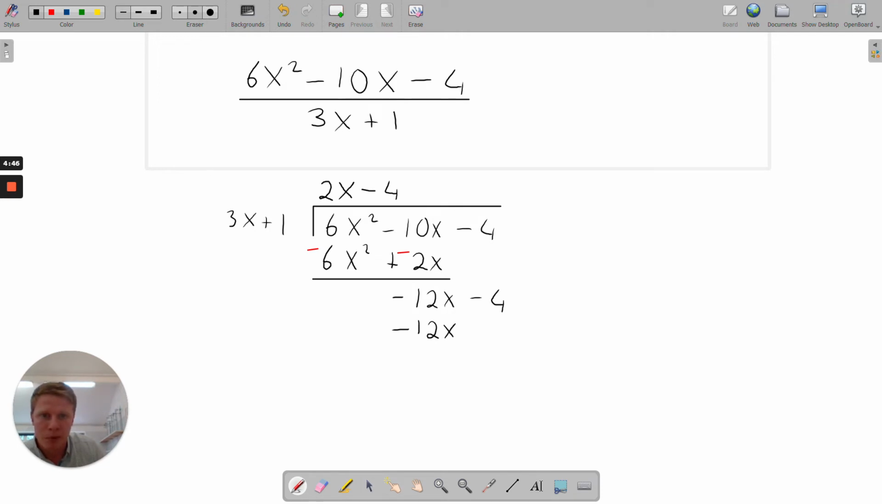And then minus 4 by 1 is going to give us minus 4. And then same as the last question, these are both going to cancel out. We're going to change our signs, change these ones to pluses. And then minus 4 plus 4 gives us 0. And then minus 12 plus 12x gives us 0 as well.